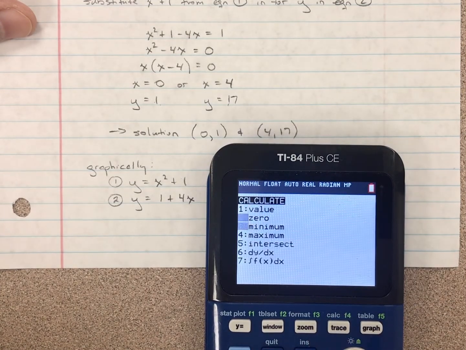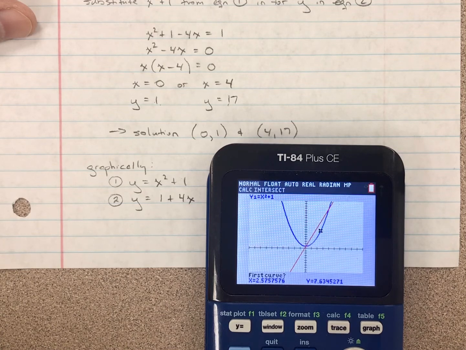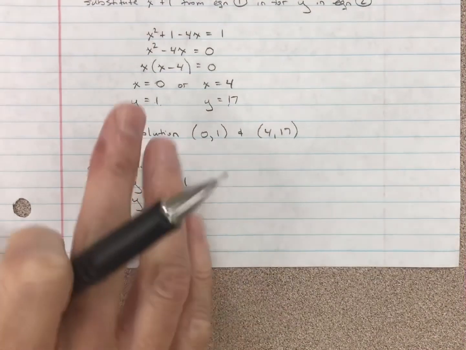Second calc, intersect. Let's go over near that intersection. There we go. First curve, second curve, guess. And it's the point 0.417, which you can see right here. So that's how to solve it graphically.